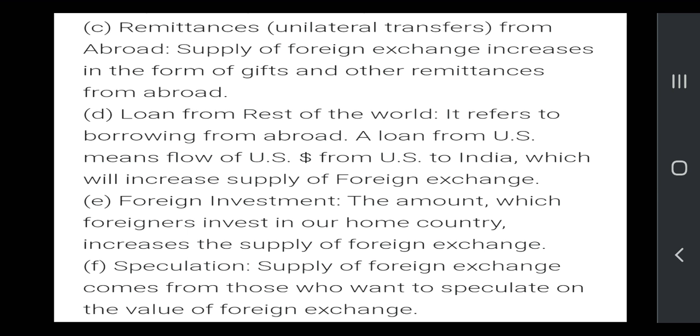Then foreign investment: the amount which foreigners invest. Means if there is FDI in our country like India, then there is an inflow of foreign exchange. If foreigners are investing in our country, then there is a supply of foreign currency in our country. Then speculation. Speculation means those who want to speculate on the value of foreign exchange. If there is a high price of foreign exchange, then the people who earlier stored the foreign currency will sell it in the international market, and there will be more supply of foreign exchange.